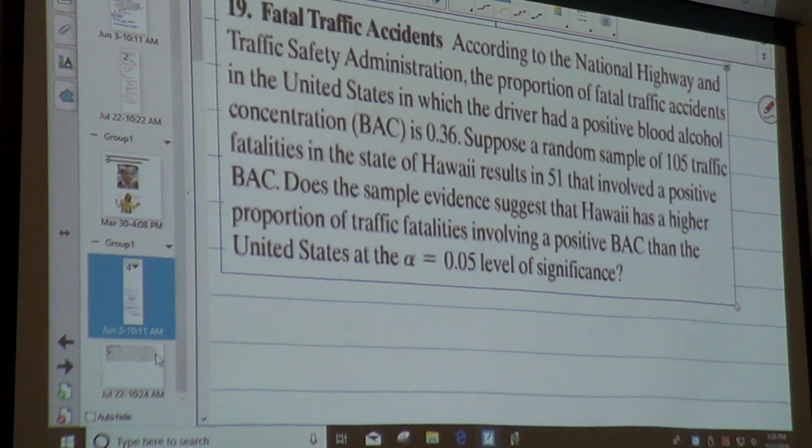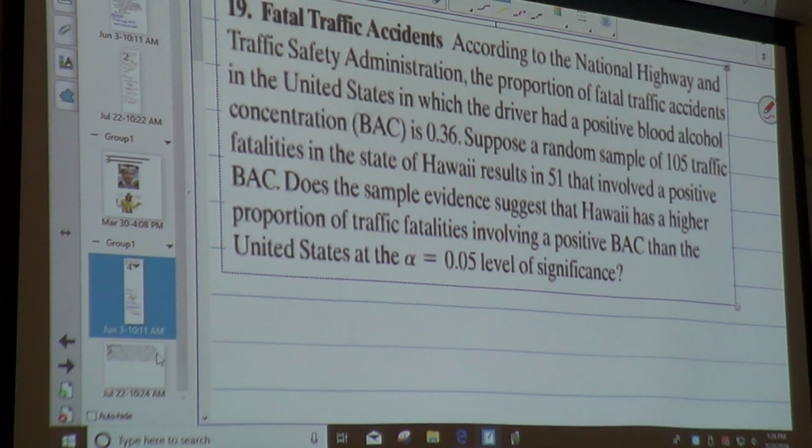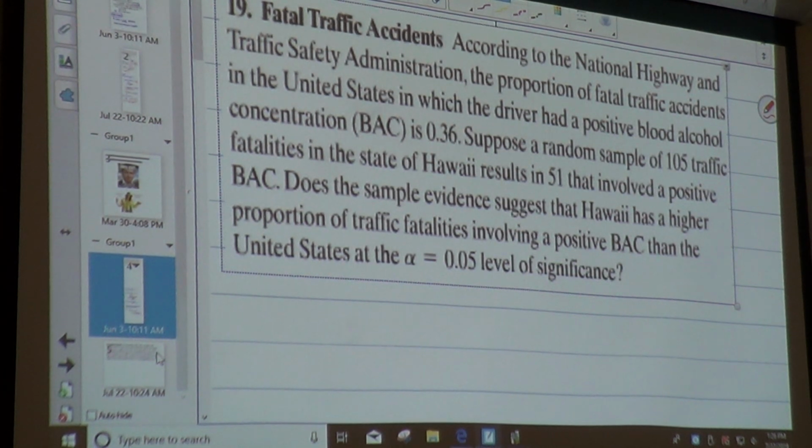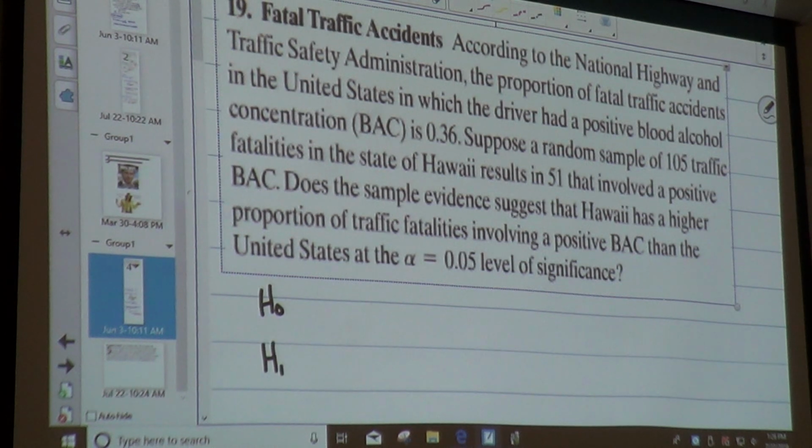According to the National Highway and Traffic Safety Administration, the proportion of fatal traffic accidents in the United States that had a blood alcohol level of 0.36. Suppose a random sample of 105 fatalities in the state of Hawaii results in 51 that had positive blood alcohol levels. Does the sample evidence suggest that Hawaii has a higher proportion of traffic fatalities involving a positive blood alcohol concentration? So the first thing we want to do is identify everything that we can identify. So what is our H naught and what is our H1? What's our H naught going to be?